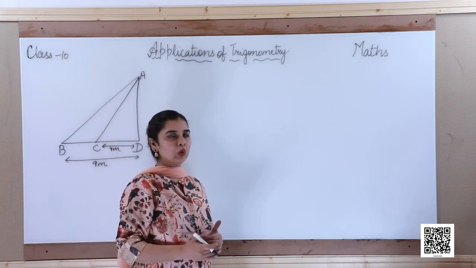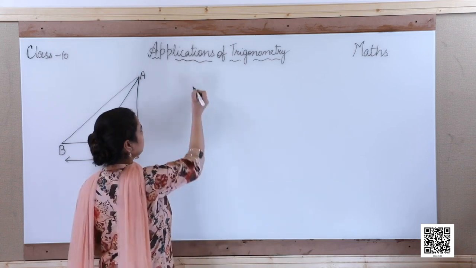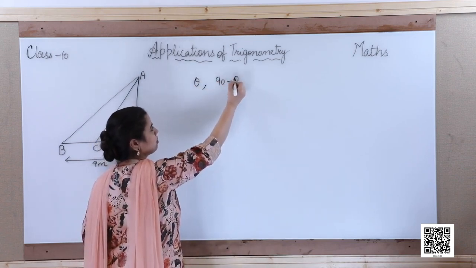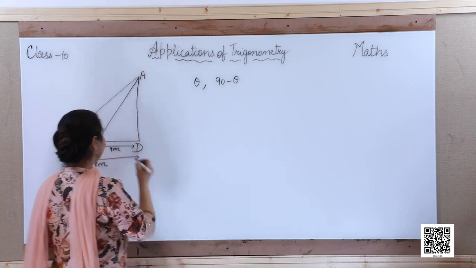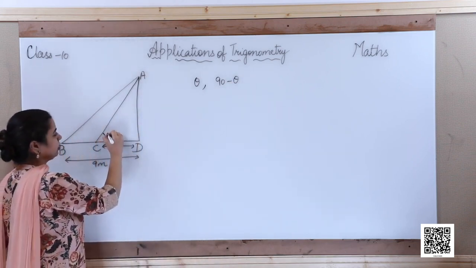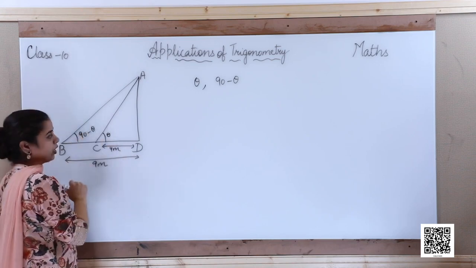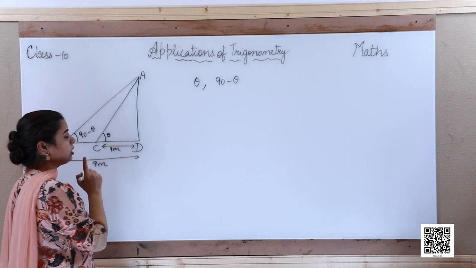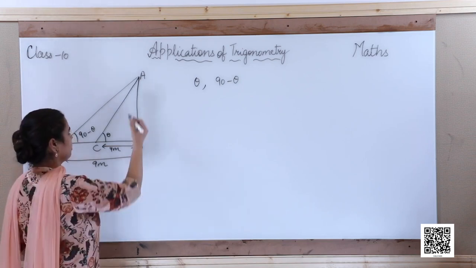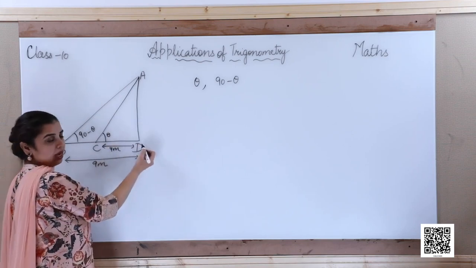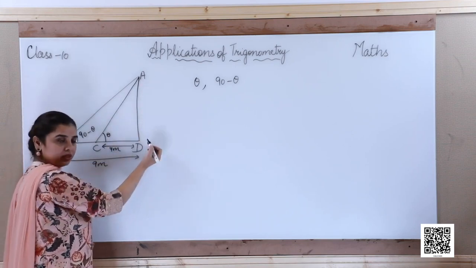So how can we suppose them? We can take them as, say if one angle is theta, I can take the other angle as 90 minus theta, right? So here I may take this as angle theta and this is angle 90 minus theta. So I will use trigonometry in the 2 right triangles that I can see here, that is triangle ACD and triangle ABD, and use it to find the height of the tower.